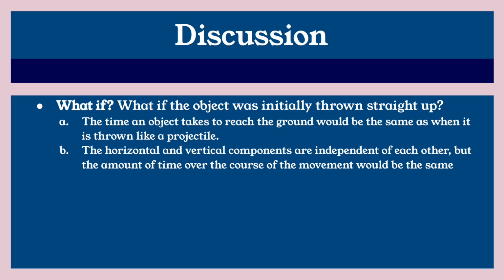Now, what if the object was initially thrown straight up? If the ball was thrown straight up, the time it takes to reach the ground would be the same as when it was thrown like a projectile. The horizontal and vertical components are independent of each other, so the amount of time over the course of the movement would be the same.